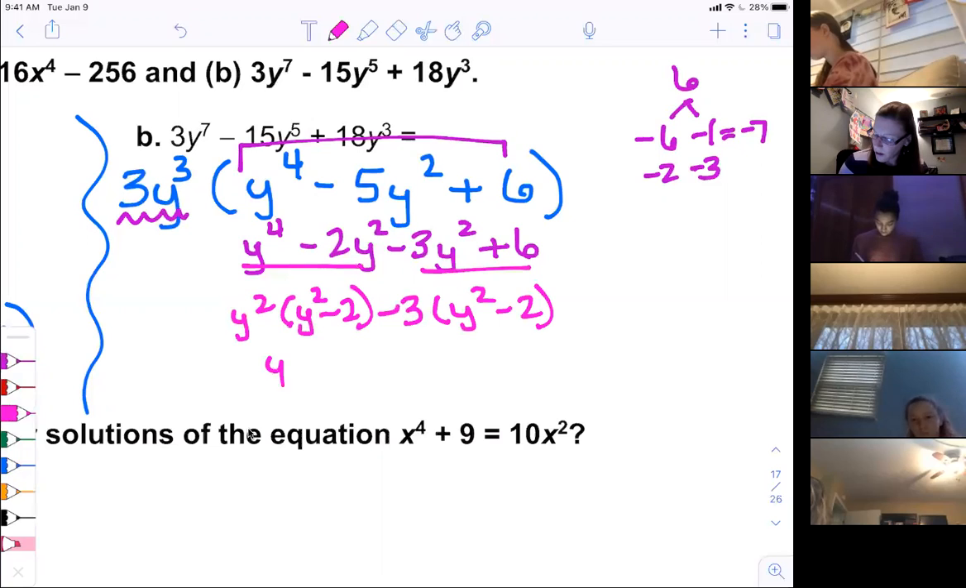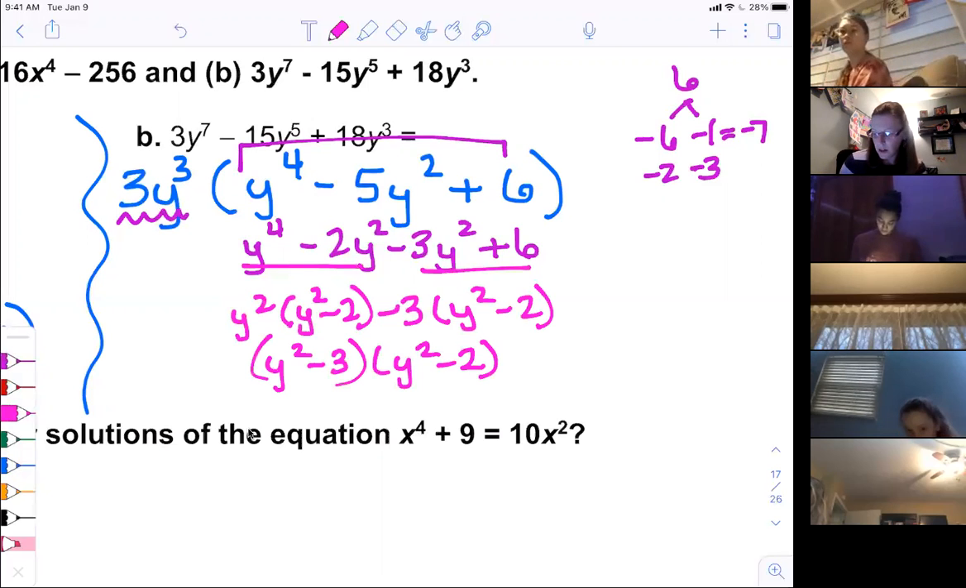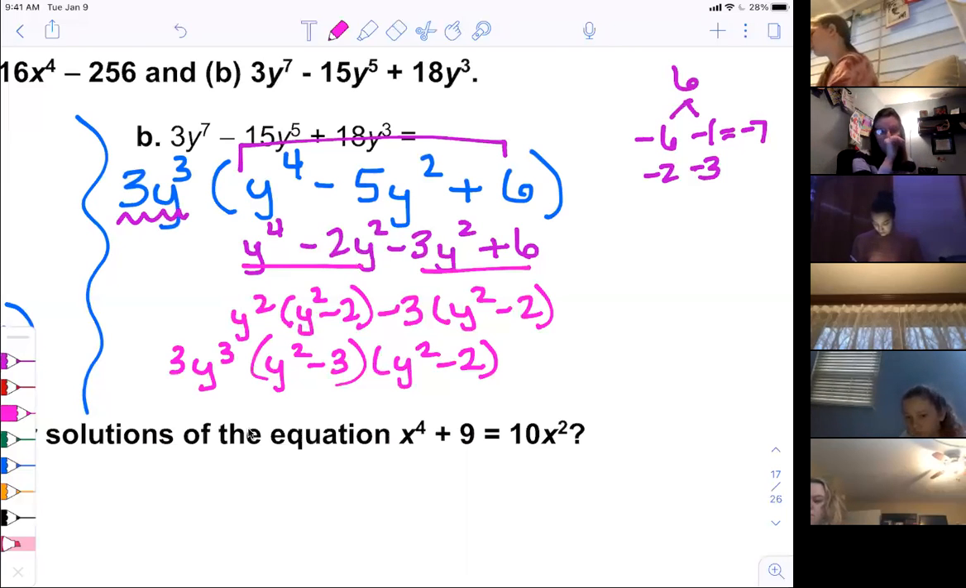And then I get y squared minus 3 and y squared minus 2. And then I squiggled my GCF so that I wouldn't forget to pull it back down. Madison said take out a GCF of 3y cubed.